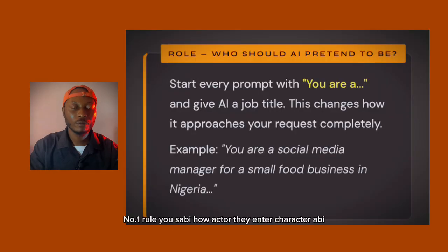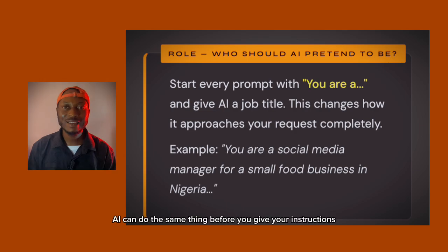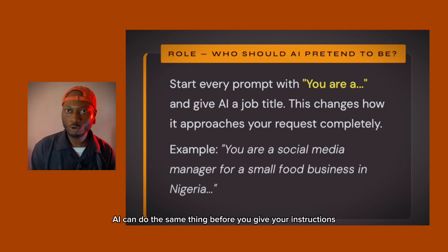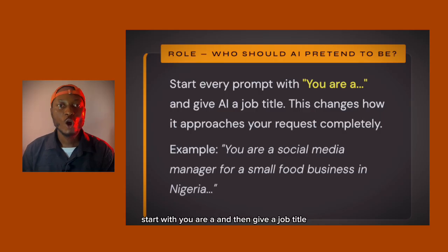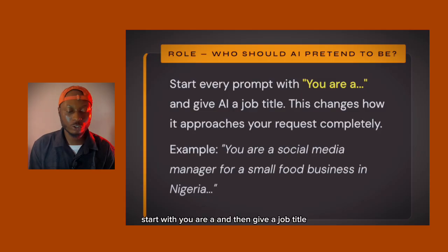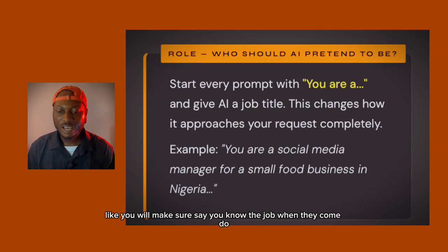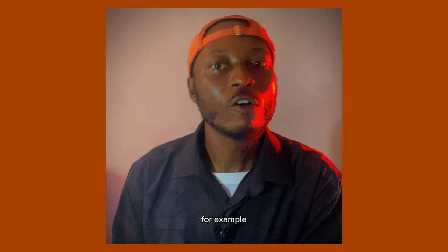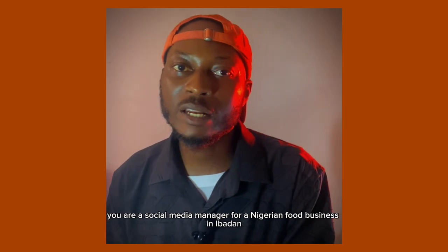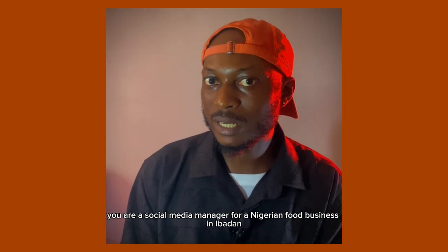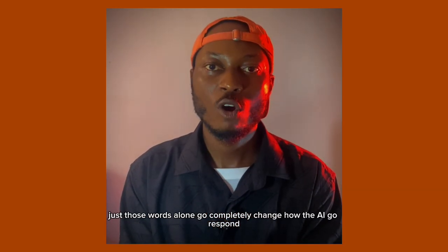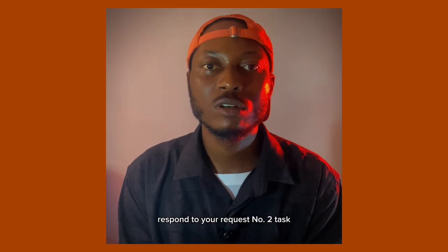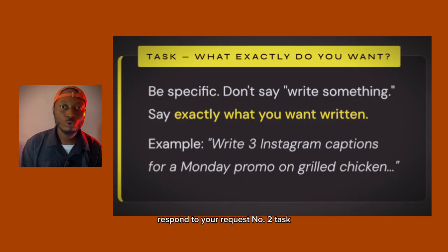Number 1, role. You sabi how actor dey enter character, abi? AI can do the same thing. Before you give your instructions, tell the AI what kind of expert it should act as. Start with you are a, and then give a job title, like you go make sure say he know the job wey he dey come do. For example, you are a social media manager for a Nigerian food business in Ibadan. Just those words alone go completely change how the AI go respond, or the approach wey you go use take respond to your request.